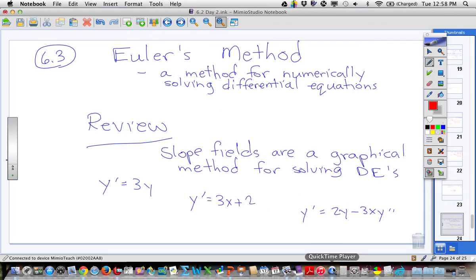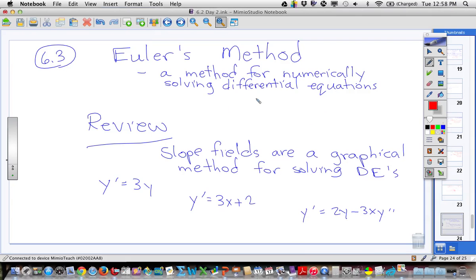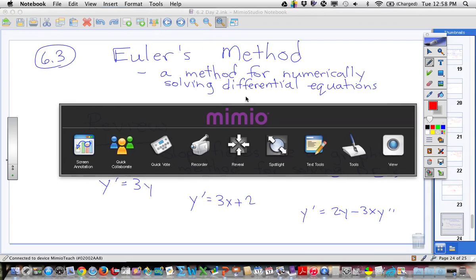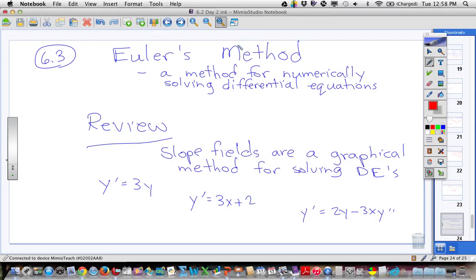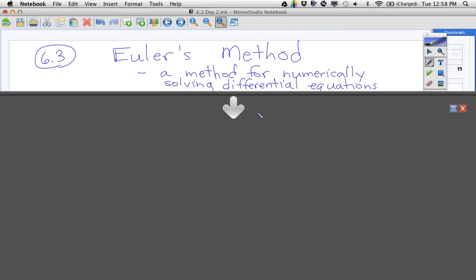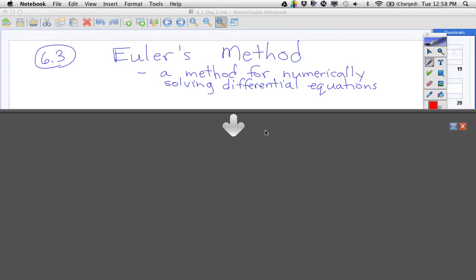Let's switch gears here a little bit. While you're getting your notes out and getting organized, I'll explain what we're going to be doing. We've got one more section to do in chapter 6. It's called Euler's method. Euler's, that's how you pronounce that. Euler, or Euler if you want, but it's really pronounced Euler.